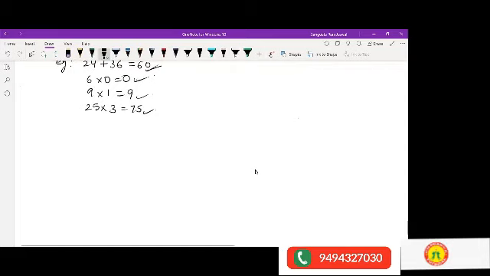Okay, now let's do commutative property. This is commutative property over addition and multiplication. We'll see addition and multiplication together. Now, what does this commutative property tell us?